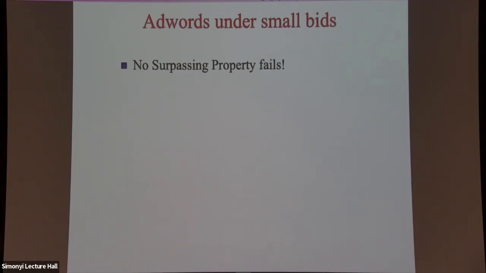But what fails here is the no surpassing property. All the probabilistic stuff, which is the difficult part, carries through all the way. The no surpassing property, which is some very simple combinatorial lemmas, doesn't work out. This thing falls on its face. In fact, I have a counter example. Many.